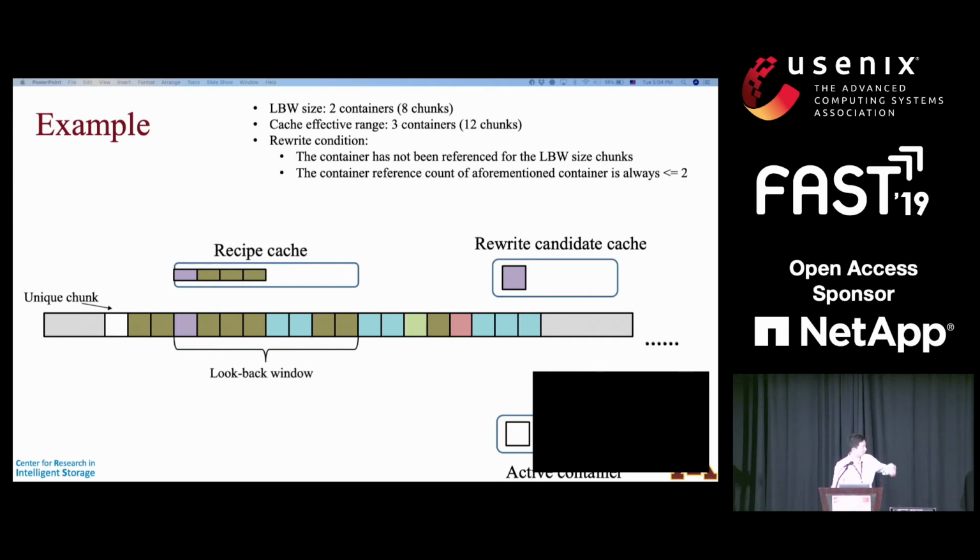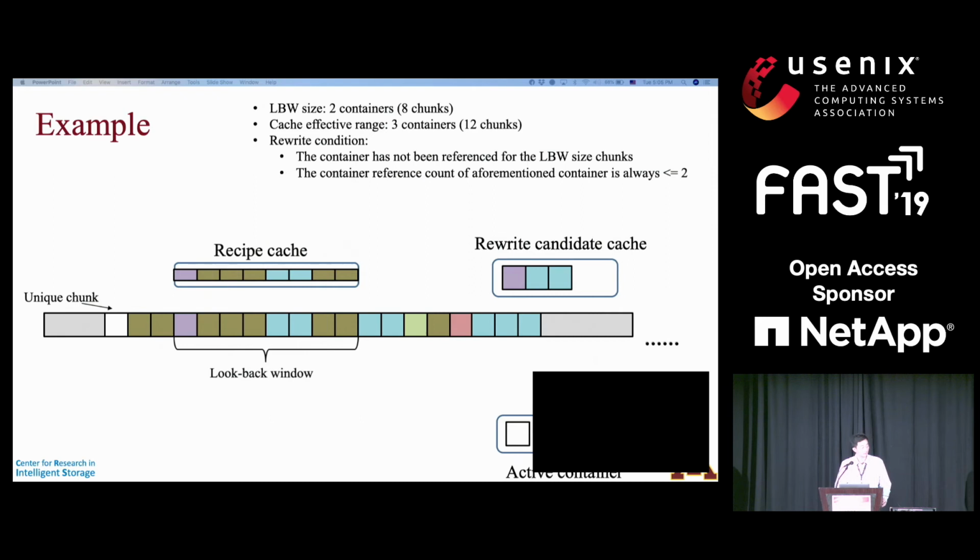Now we fill in the recipe cache with the entries that still reference the old containers. Next step, we check the chunks at the tail of the recipe, those brown chunks and the purple one. We see that the purple one has no other chunks from the same container in the future, which means it's the only chunk in this range, and it will trigger a container read in the future. So we will move it to the active container.